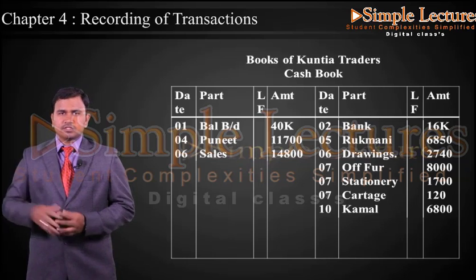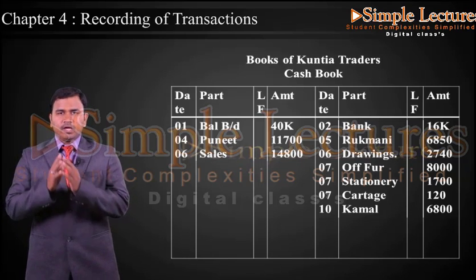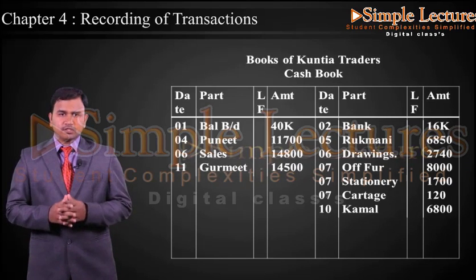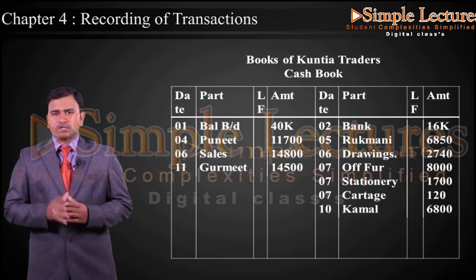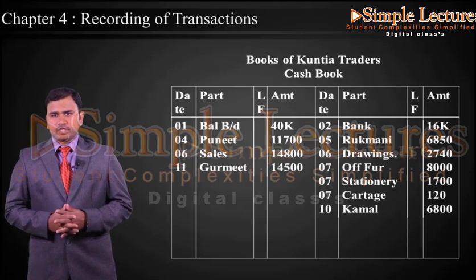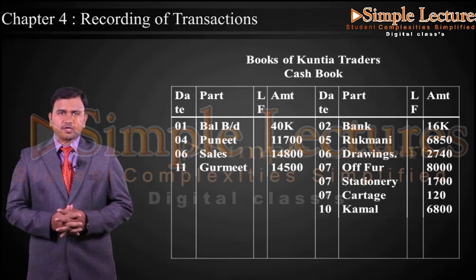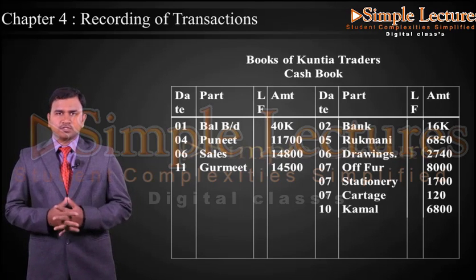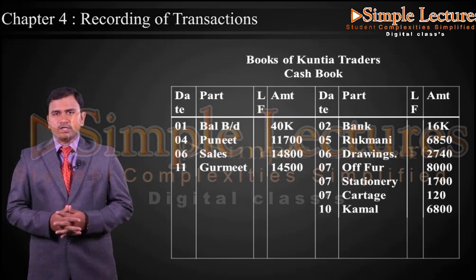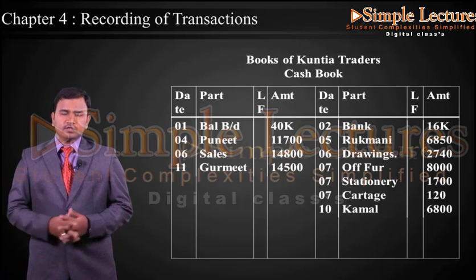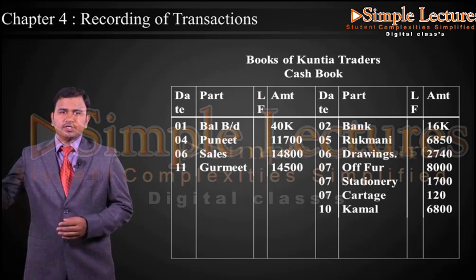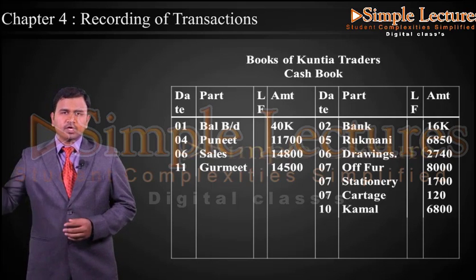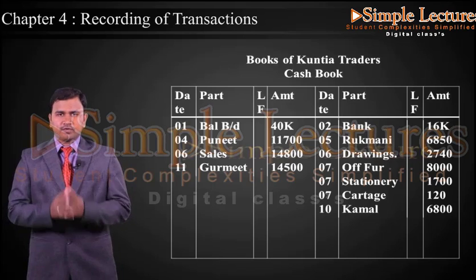in the amount column 6,800. And the next transaction we have on September 11 where the transaction is received from Gurmeet 14,500 after allowing a discount of rupees 500. So what we are receiving here is important, which is 14,500, which is nothing but a receipt. This will be recorded on the debit side and the date will be September 11 and the entry will be to Gurmeet account in the amount column 14,500.